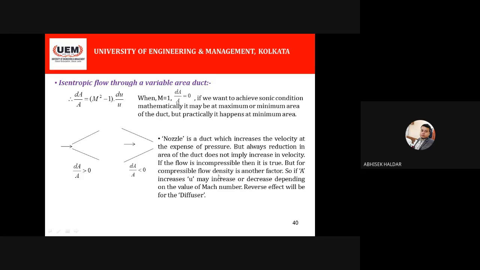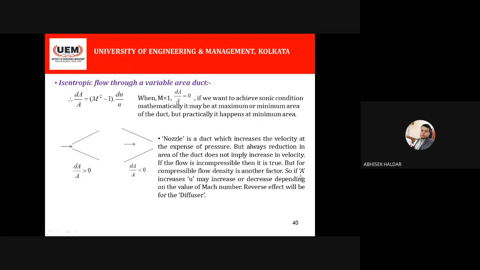But for compressible flow, density is another factor. That means rho 1 A1 V1 equals rho 2 A2 V2. You cannot cancel or ignore that change in rho, or change in density. That's why it may not be true that a converging duct always means nozzle. It is not true for compressible flow.